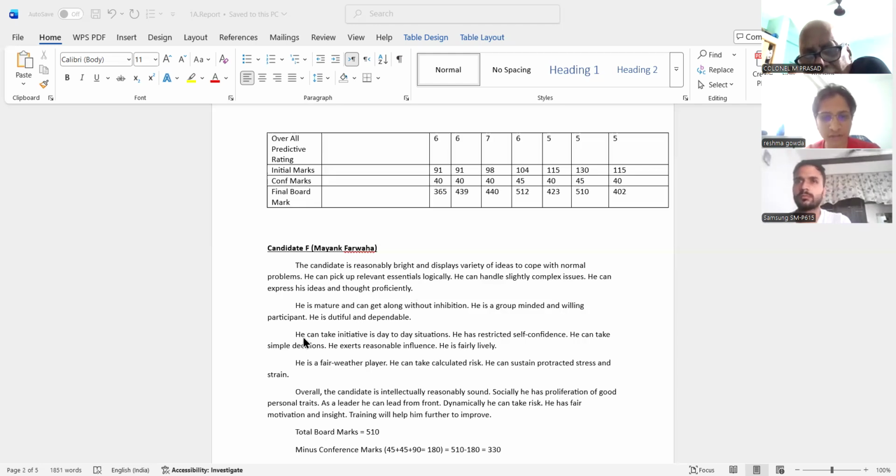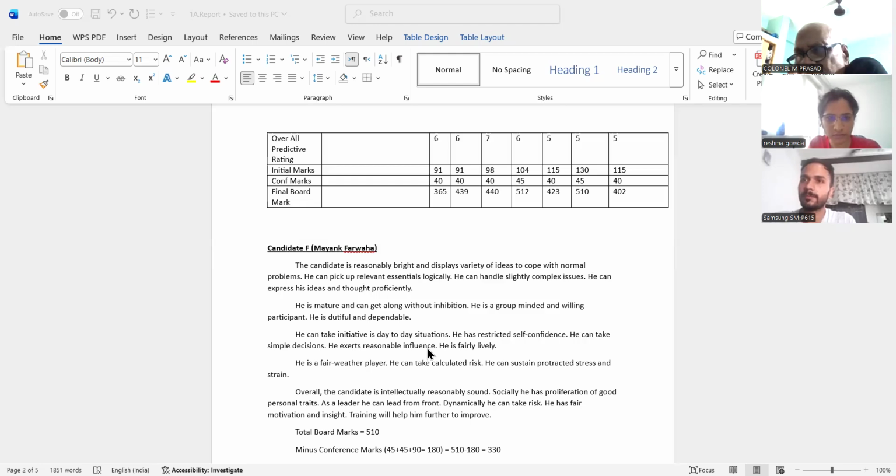Now, Chaudhary, read it now. Next one. He can take initiative. Initiative. Go ahead. He has restricted self-confidence. So he can take some doubt in self-confidence. Go ahead. He can take simple decisions. So speed of decision. Next. He exerts reasonable influence. Reasonable influence.